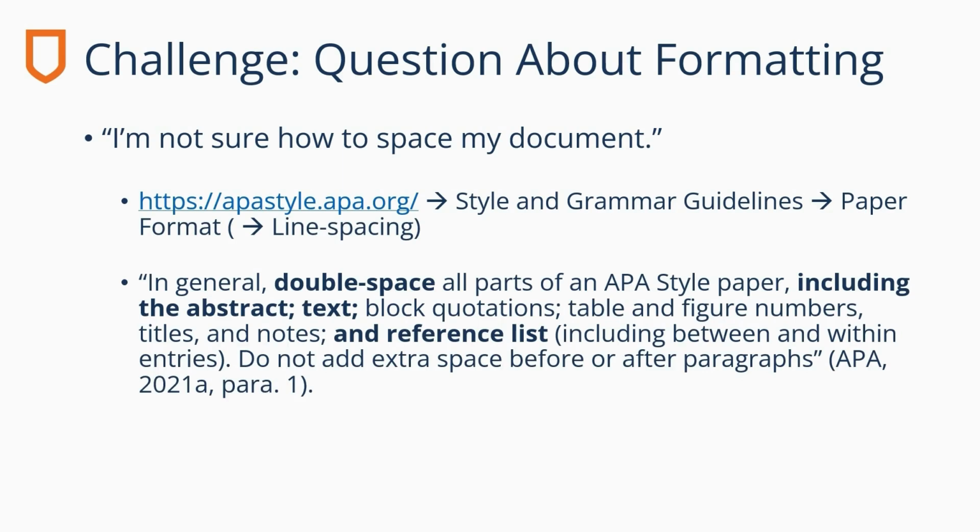Here's APA's answer to this question. In general, double space all parts of an APA-style paper, including the abstract, text, block quotations, table and figure numbers, titles and notes, and reference list, including between and within entries. Do not add extra space before or after paragraphs. That also applies to between references. Don't add extra space. Just allow the double spacing to do the work for you.